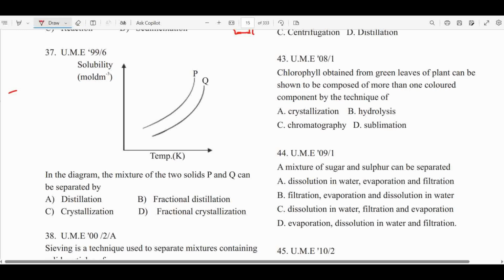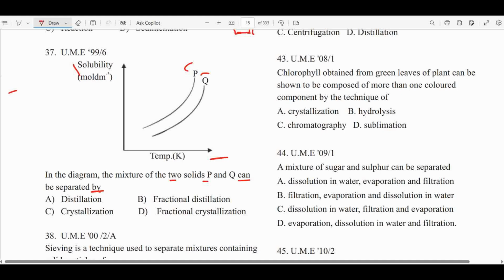Question number 37. You have this solubility curve here between two different substances P and Q. In the diagram, the mixture of two solids P and Q can be separated by... Now, because we are taking advantage of their difference in solubility.